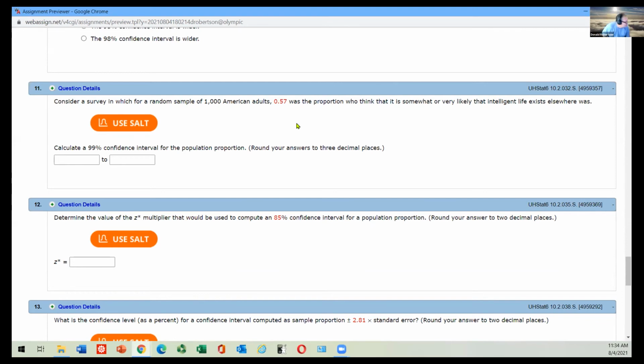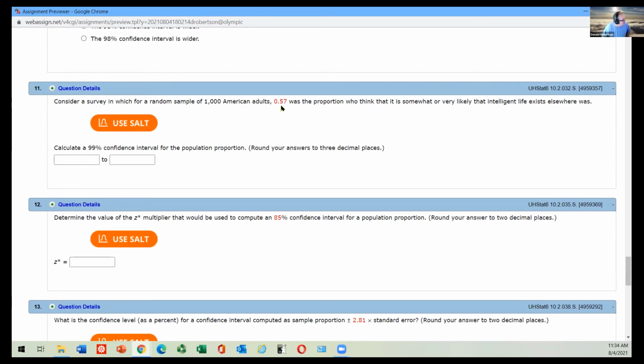I think this question should have been changed. They should have asked 1,000 American adults and found out what proportion think that there's intelligent life on Earth. Because sometimes I'm not so sure there is, but that's just me.